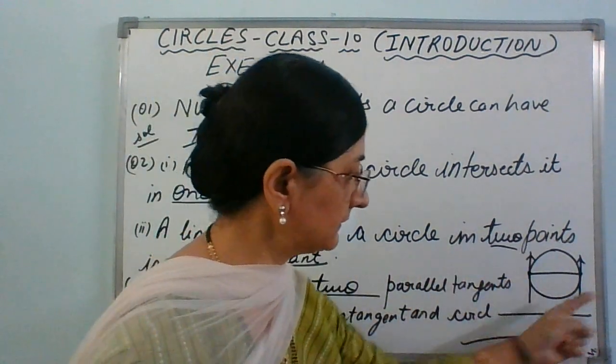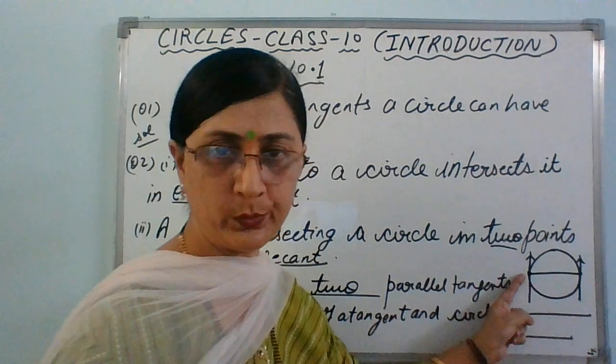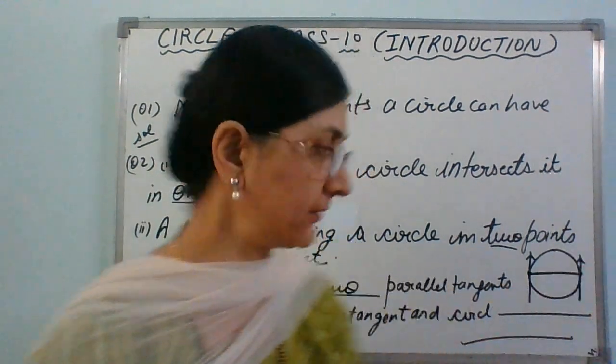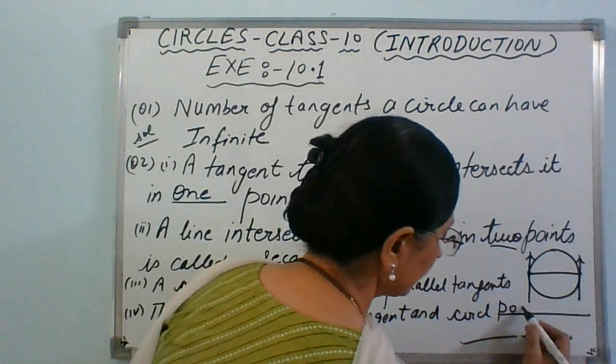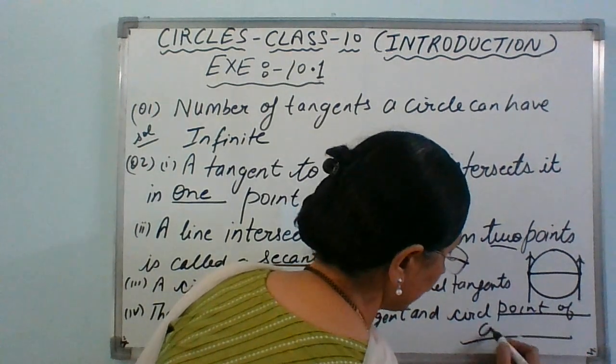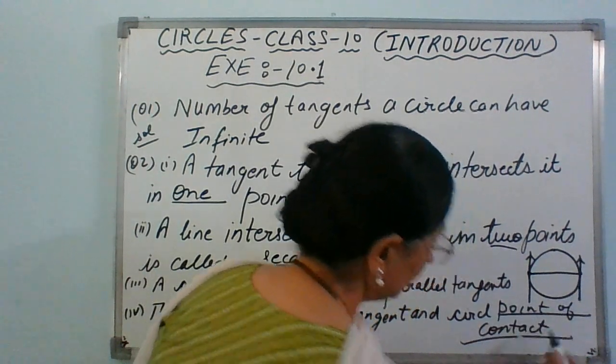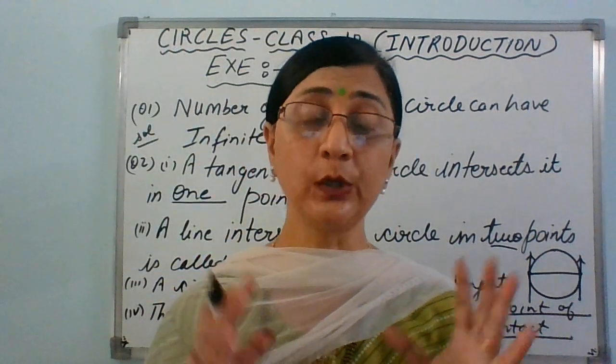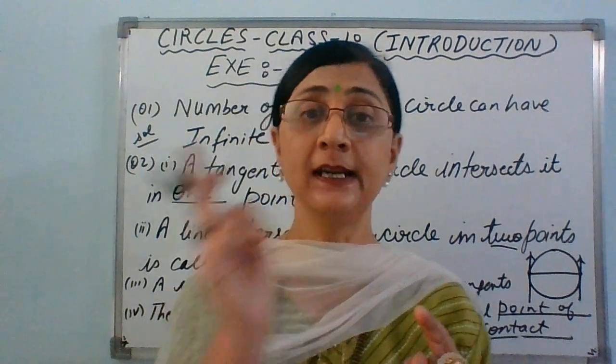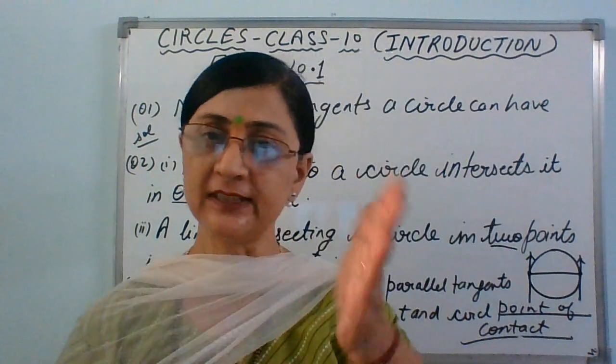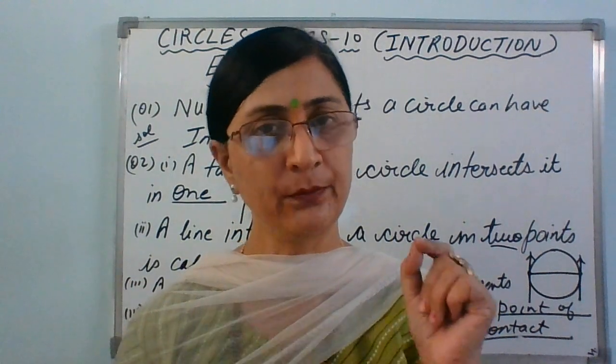This is a circle, this is a tangent. This is a common point. That point is called the point of contact, right? So that is the point of contact. What do we call that point where a tangent touches the circle, right? Where the circle and the tangent meet, point of contact.